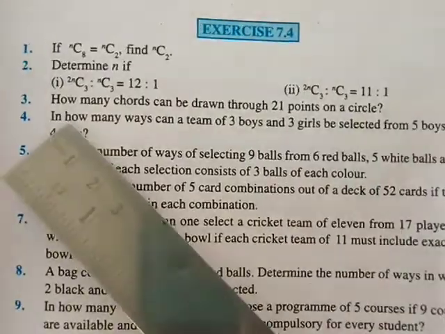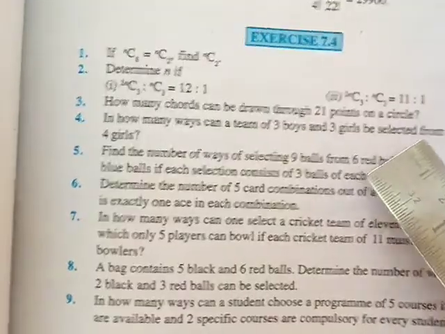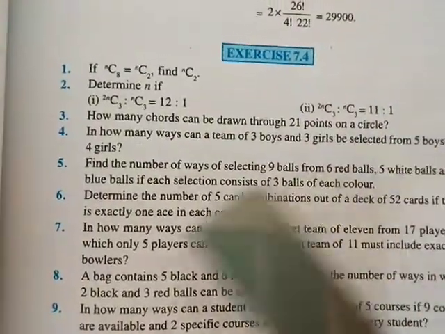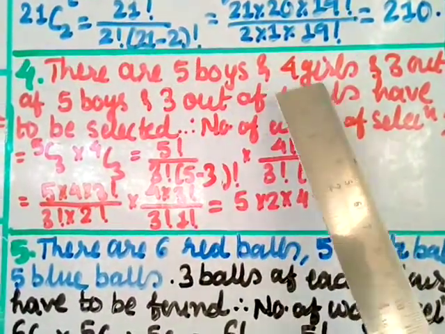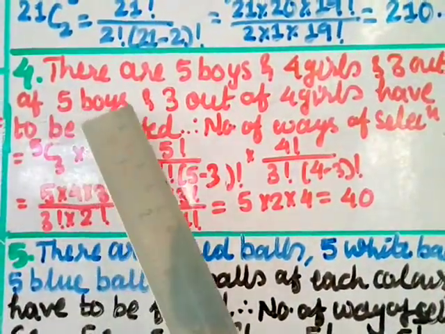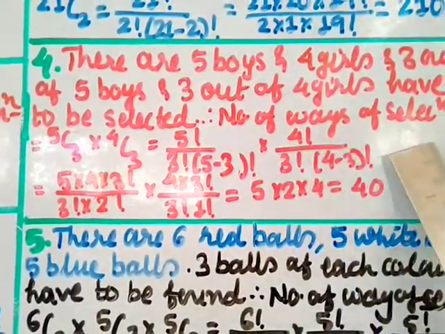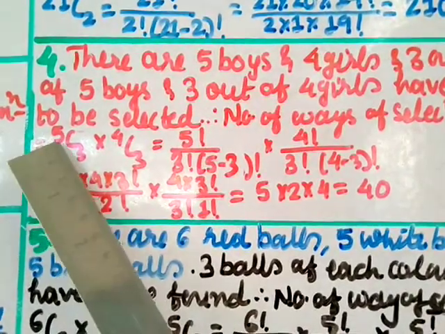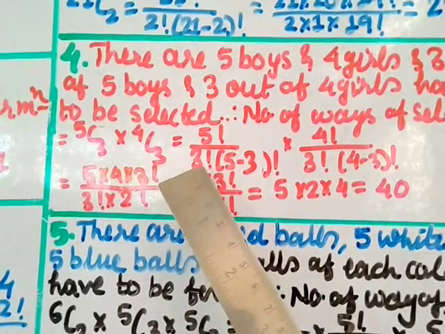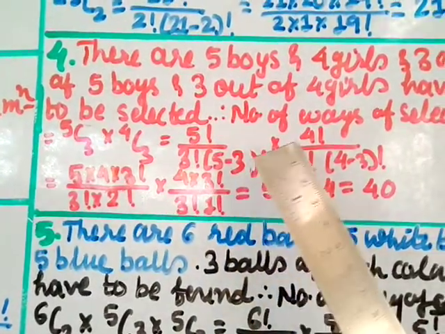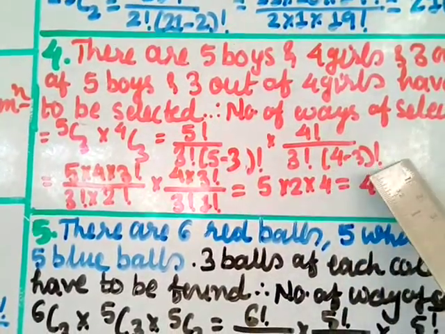Question number 4. In how many ways can a team of 3 boys and 3 girls be selected from 5 boys and 4 girls? There are 5 boys and 4 girls, and 3 out of 5 boys and 3 out of 4 girls have to be selected. Therefore, number of ways of selection will be equal to 5C3 into 4C3. The formula for this is 5 factorial divided by 3 factorial into (5 minus 3) factorial. Into, for this the formula is 4 factorial divided by 3 factorial into (4 minus 3) factorial.